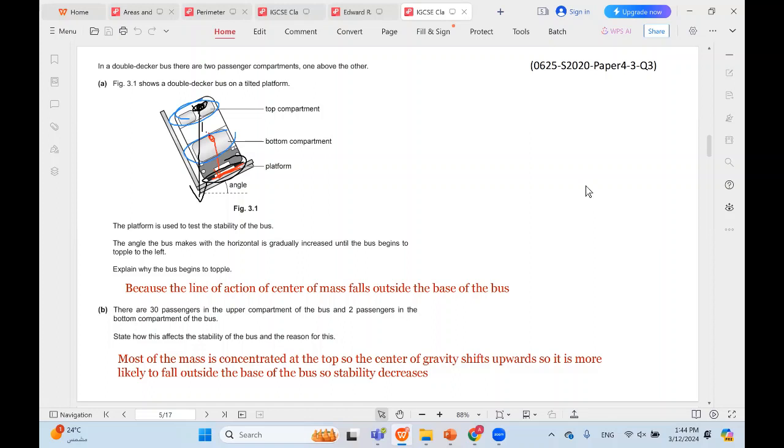So when we concentrate most of the mass at the top, the center of gravity shifts upwards, center of mass or center of gravity, of course. So it is more likely to fall outside the base of the bus and the stability decreases.